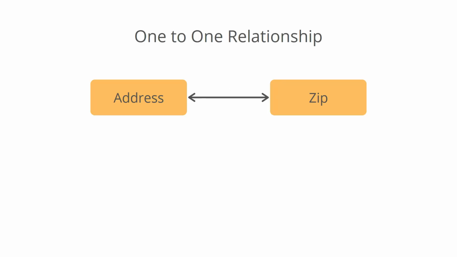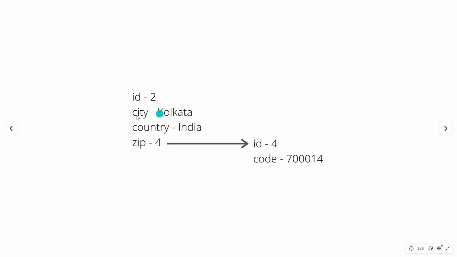Now, one-to-one relationship: one row at the left-hand side will be connected to a single row on the right-hand side. So here, from the table names, you can see one address can have a single zip code only. At the left-hand side, we have created one address in the database with the city, country, and zip. Here, this zip is referring to the ID of zip table. And in this zip table, we have two fields, ID and code. So this way, we can just fetch the address, and from there, we can fetch the code of a specific zip.